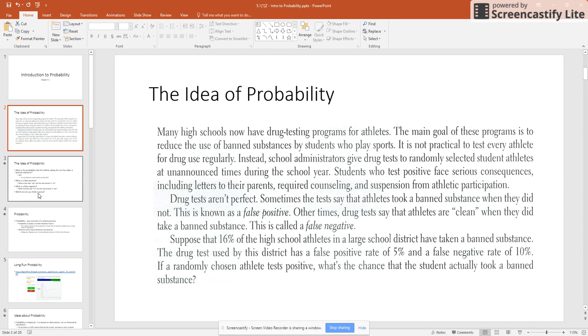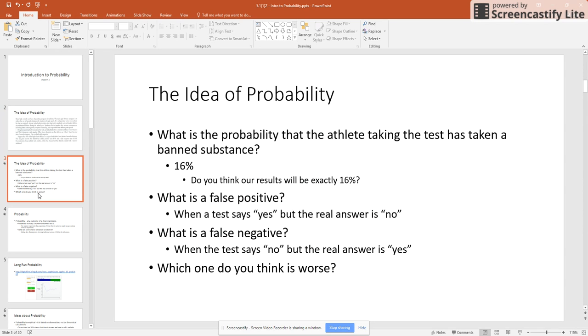Suppose that 16% of the high school athletes in a large school district have taken a banned substance. Do you think our results will be exactly 16%? No, probably not. It's a little bit different all over. But what we do know with probability is that chance behavior in the short run is unpredictable. If I just have a couple of people, a very, very small sample, that behavior is not necessarily going to be 16%. But over the long run, I can start to see patterns. And so this 16% represents that long run pattern.